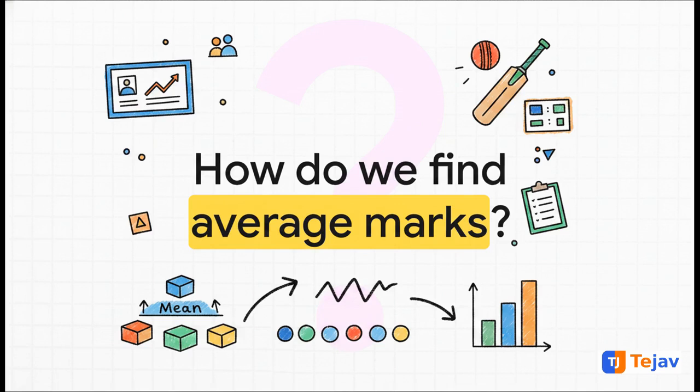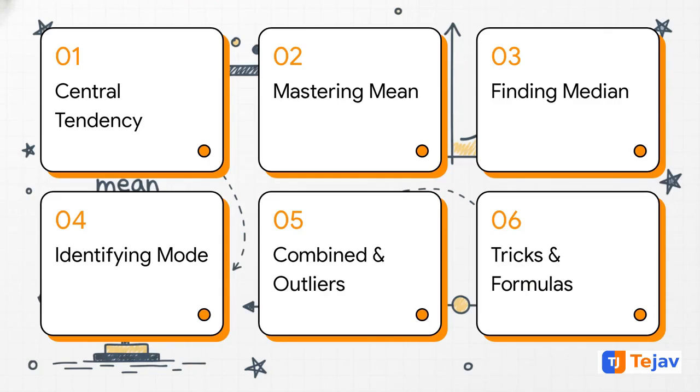No problem at all. So, here's our game plan for today. We'll start by figuring out what central tendency actually means. Then, we're going to master the mean, find the median, and identify the mode. After that, we'll face a combined boss fight example featuring some tricky outliers, and finally, we'll wrap the whole thing up with some ultimate exam tricks.